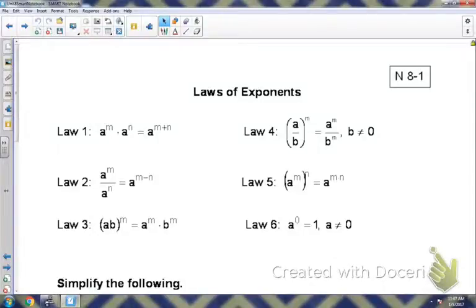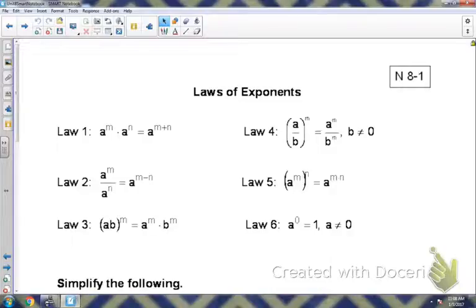Okay, so on Notes 8.1 we're going to be using laws of exponents to simplify. So Law 1 states that when you have bases that are the same, so let's go over what a base is. A base is what is directly in front of your exponent. Okay, an exponent is raised to that power.